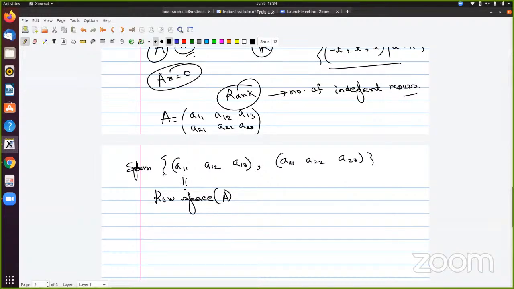Clear? So what you have to do is take the rows of the matrix as vectors, and take the span of that set. That will be a vector space, right? We have already seen the span of a set is a vector space. So you know what a row space is, right? And the dimension of this row space is your rank of it. Got it?